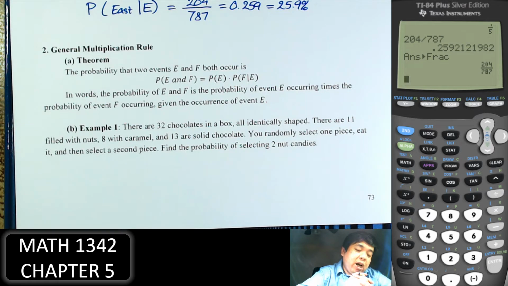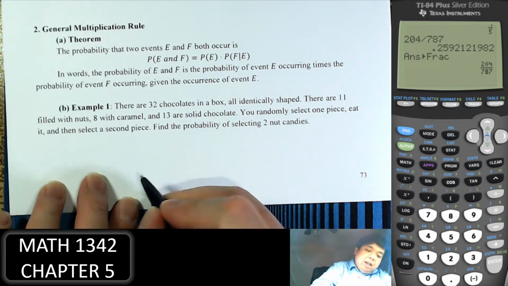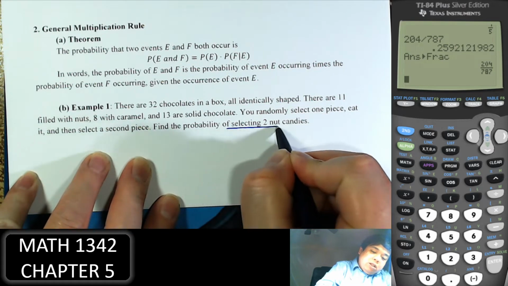Now, suppose there are 32 chocolates in the box, all identically shaped. 11 filled with nuts, 8 with caramel, and 13 with solid chocolate. You randomly select one piece, eat it, and then select a second piece. Find the probability of selecting 2 nut candies. Remember, we did this with the tree diagram in the previous one. So now to save space, we can also do it like this. And so the probability of selecting 2 nut candies.